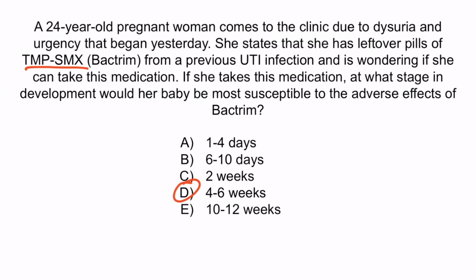1 to 4 days is incorrect because this is when the egg is fertilized and divides to become the morula. 6 to 10 days is when the blastocyst implants and begins secreting HCG. At 2 weeks, the bilaminar disc is formed. And after 8 weeks, a lot of the basic organogenesis has occurred, so the embryo is not as susceptible to teratogens. So E is incorrect. So again, the correct answer is D, 4 to 6 weeks. And with that, we've covered everything you need to know about early fetal development.